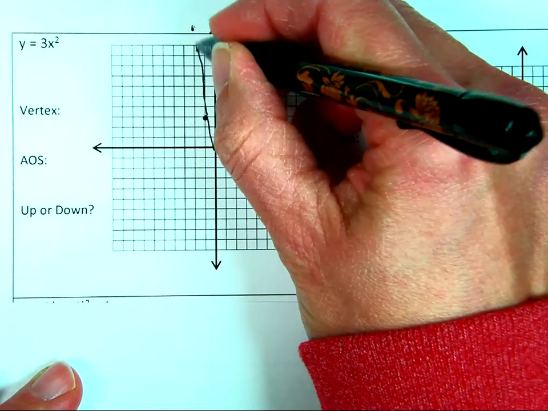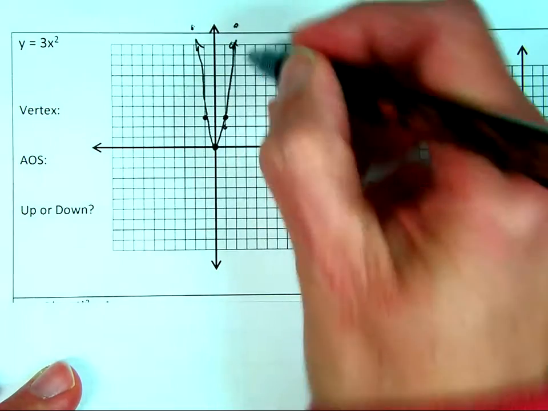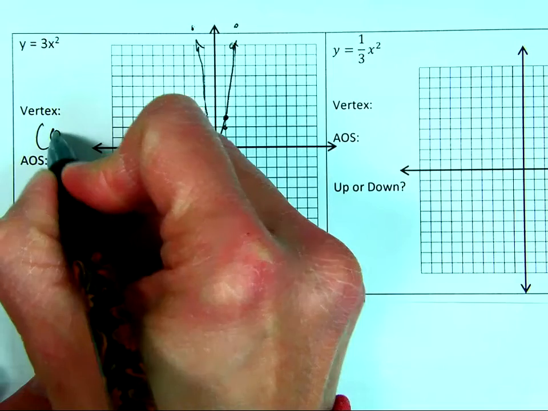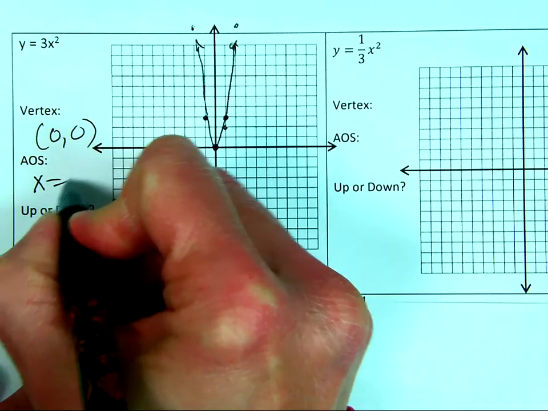I'll just put it up there, just so you can see how it's going to go up very quickly. It's going to get skinnier. Okay, so my vertex was 0, 0 on this one. My axis of symmetry is x equals 0, and it opened up.